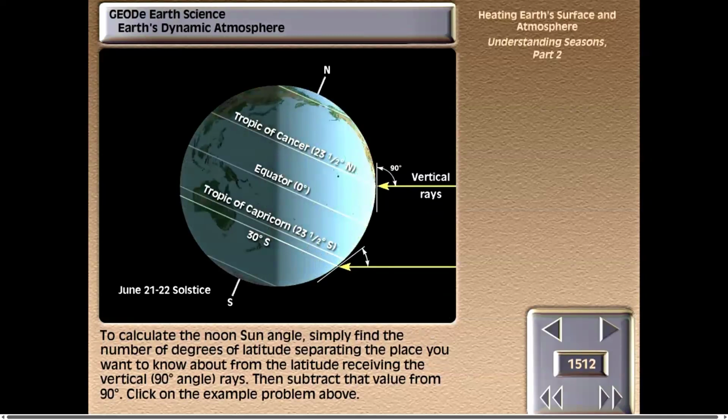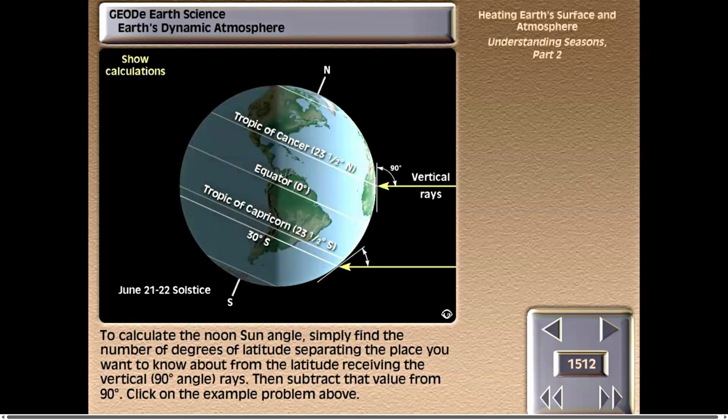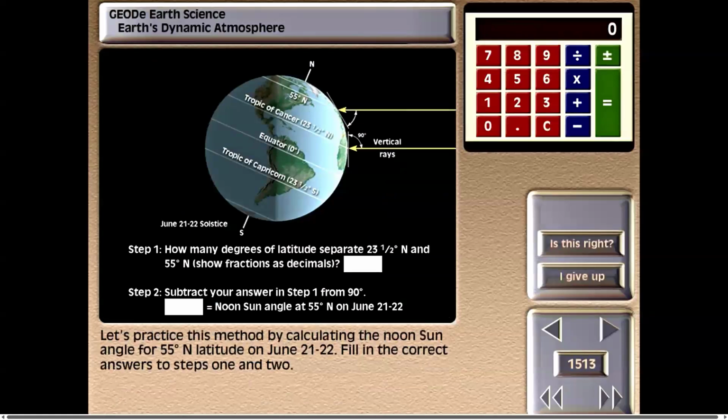To calculate the noon-sun angle, simply find the number of degrees of latitude separating the place you want to know about from the latitude receiving the vertical rays. Then subtract that value from 90 degrees. Click on the example problem above. Let's practice this method by calculating the noon-sun angle for 55 degrees north latitude on June 21st or 22nd. Fill in the correct answers to steps 1 and 2.